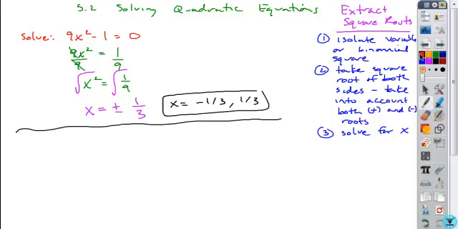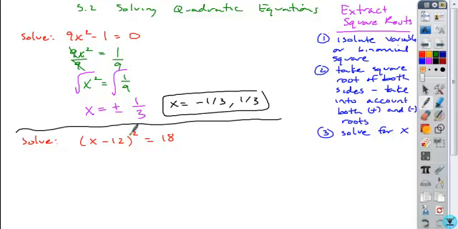Okay, this again holds true even for binomial squares. So even though they may not have just a single variable in the expression, if you see something where you have a binomial square, your two options for solving this would be to expand your binomial. Expand that binomial square, then combine all your like terms and then solve.